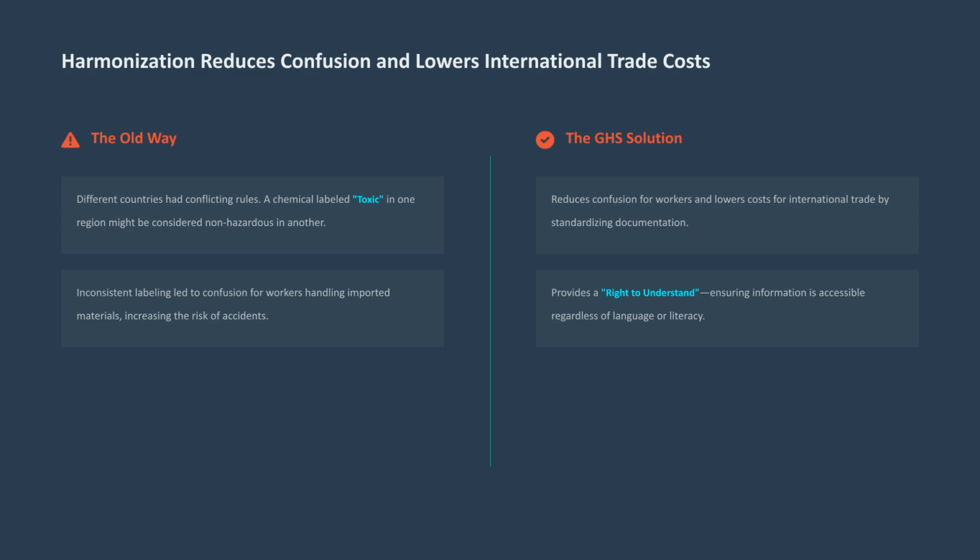Before GHS, countries had conflicting rules, leading to worker confusion and accidents. The GHS solution reduces confusion and lowers international trade costs by standardizing documentation. It provides a right to understand for all workers.